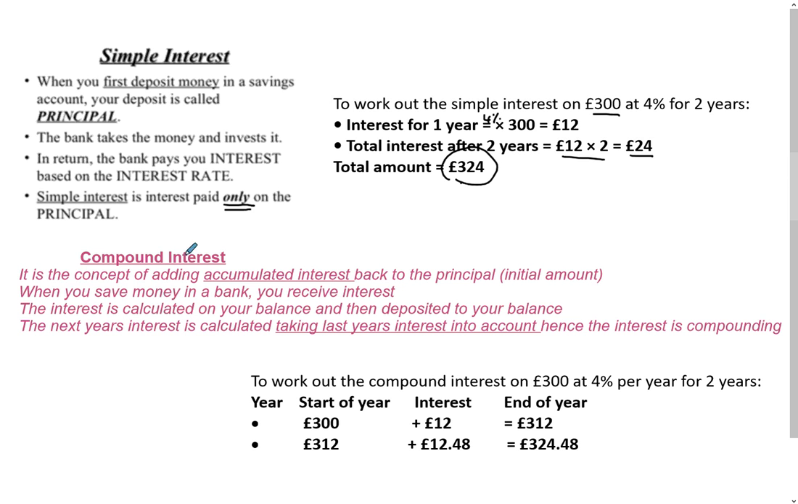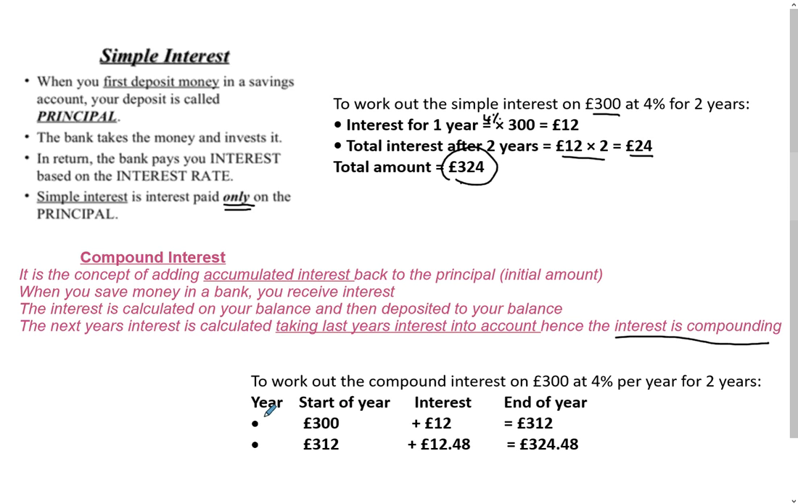Okay, whereas compound interest is the concept of adding accumulated interest back to the principal. So the interest is taking into account last year's interest as well. So you're getting interest on the interest. Yeah, so the interest is compounding.